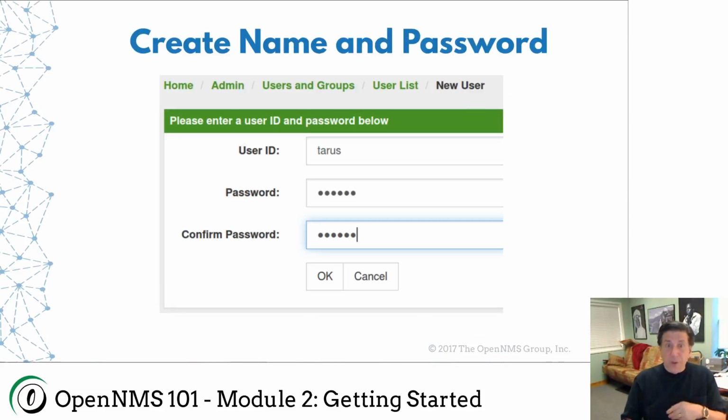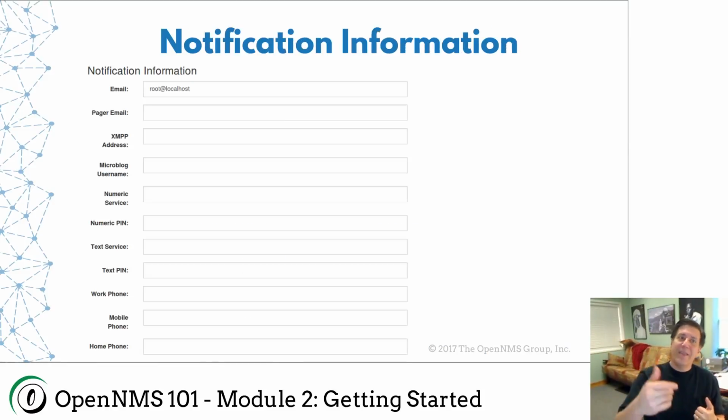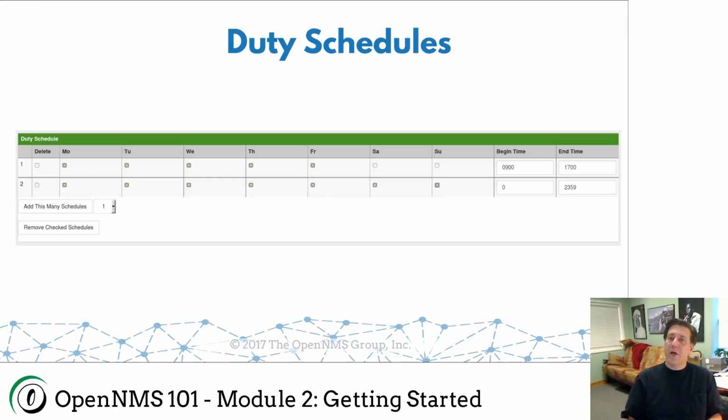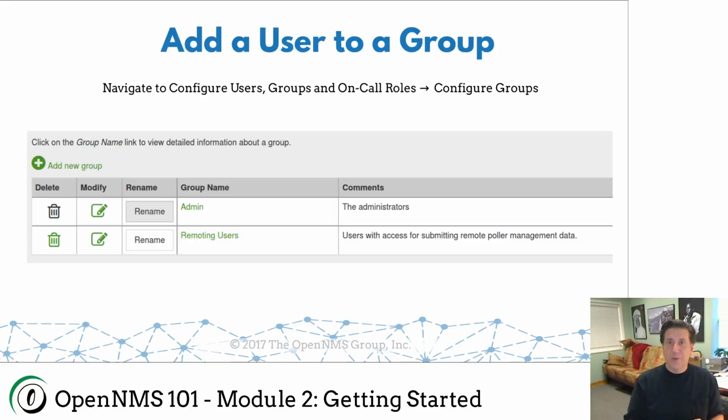So we added a user. We added me as the user. We added the name and details. Remember, we set the email to be root at localhost, and we talked about duty schedules. Remember always to click finish when you're doing stuff on users. It's very, very easy to think you're done and to navigate away from the page. Be sure to hit finish.